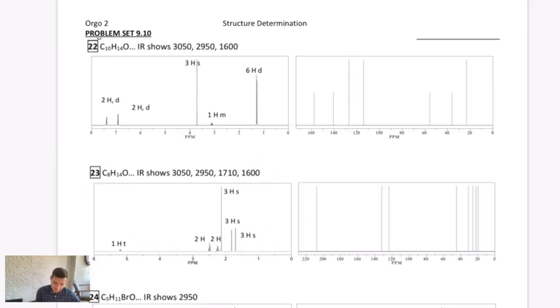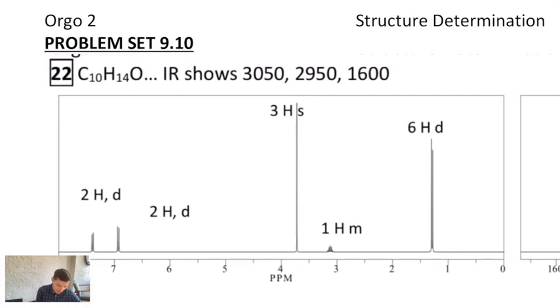Okay, let's take a look. Big molecule to start with, C10H14O. What does the IR tell us? We have sp2 CH bonds a little above 3000, sp3 CH bonds a little below 3000, 1600 carbon-carbon double bond character. No carbonyl, no alcohol. We would see that in the IR spectrum. Remember, the absence of signals is just as informative as the presence of signals in all of this spectral information.